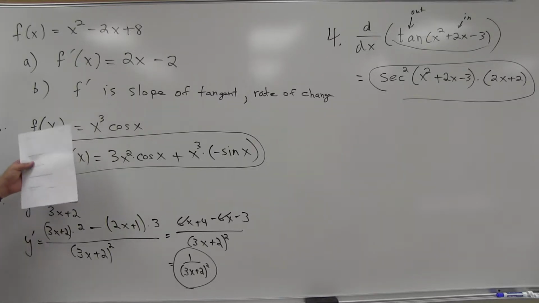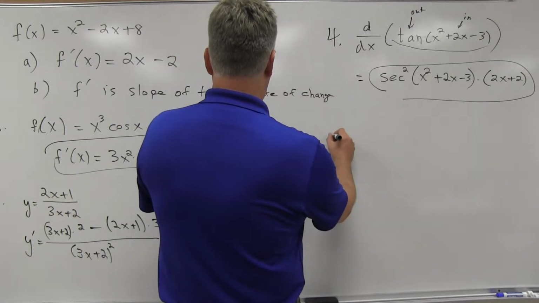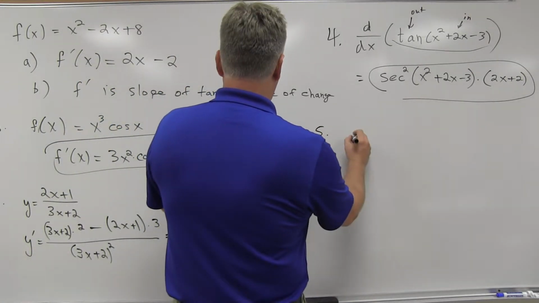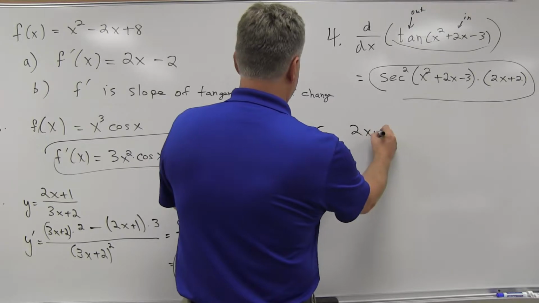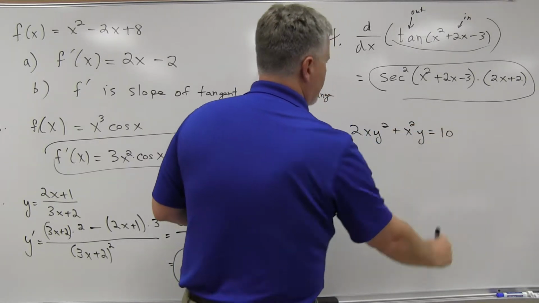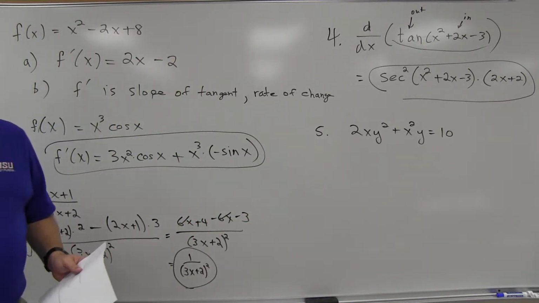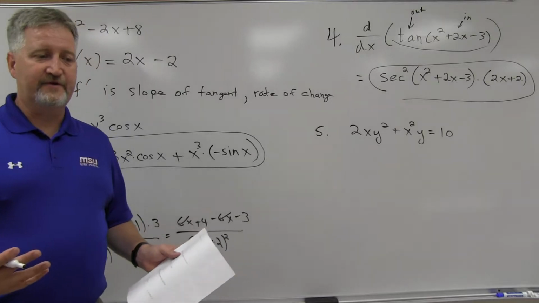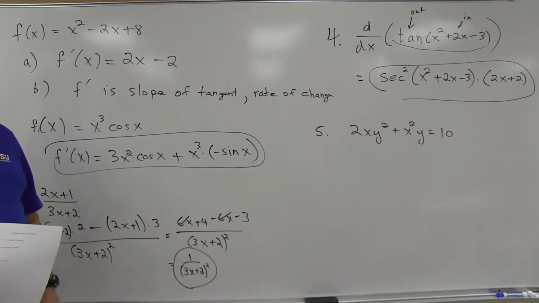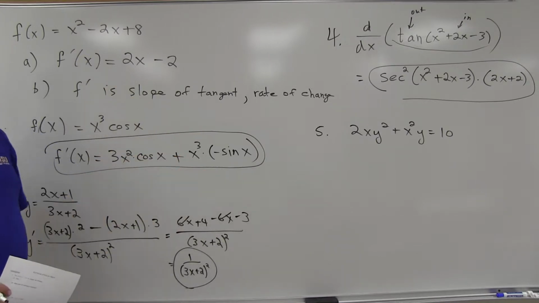All right, question? We're good? All right, rolling along here. So find dy dx for 2xy squared plus x squared y equals 10. And I phrase it that way, find dy over dx here, because there's another technique that we use for this one, isn't it? We call it implicit differentiation.